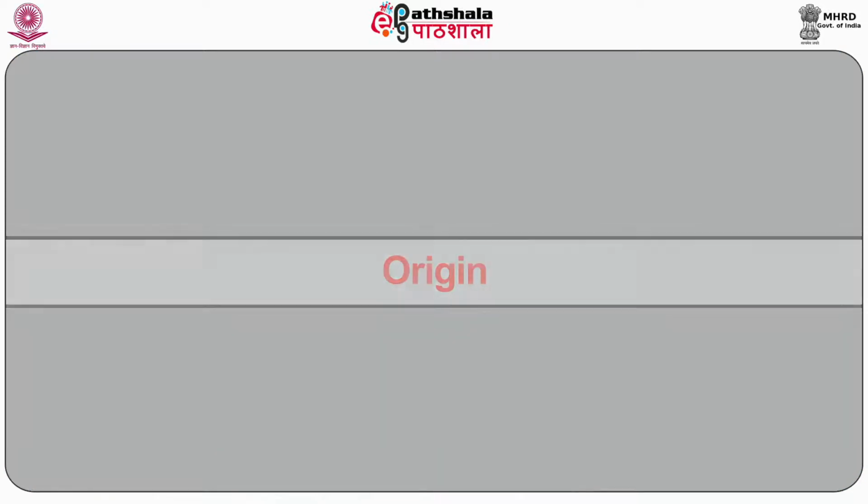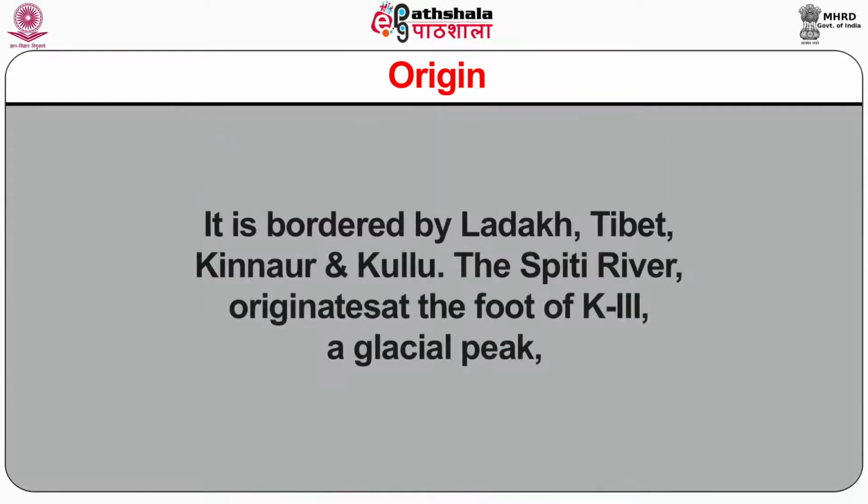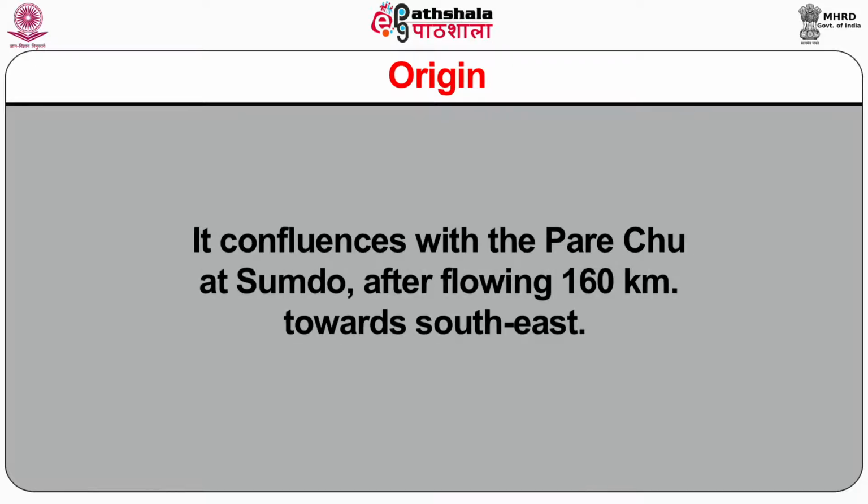Origin. Spiti Valley nestles in the Trans Himalayas on the leeward slope. It is bordered by Ladakh, Tibet, Kinnaur and Kulu. The Spiti River originates at the foot of K3, a glacial peak. It confluences with the Pin River at Sumdo after flowing 160 km towards the southeast. The river has carved a fascinating collection of shale, and the rock faces provide an extremely important source of the geological history of the Himalayas dating back 500 million years.